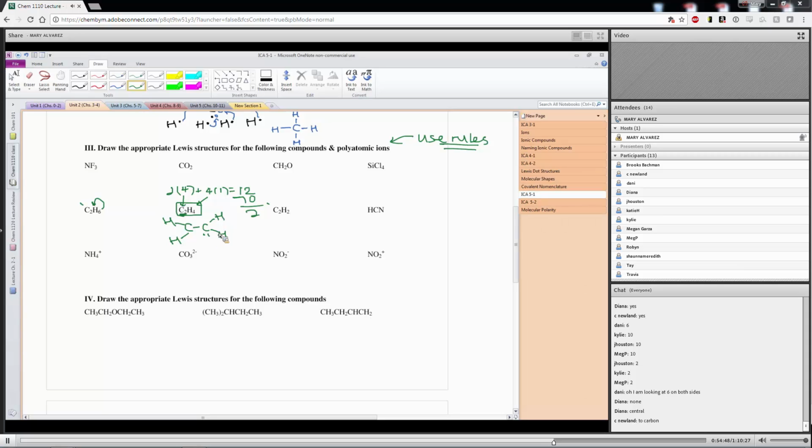Okay. Now step 5 says evaluate the structure. What do I see? Everybody happy? No, who's not happy? Yeah, this first carbon on the left-hand side only has 6. So what if I take those 2 electrons and I put them as a double bond? Everybody happy now? That's it. You guys can do this. Everyone is happy. Everyone has a full shell. You guys can do this.